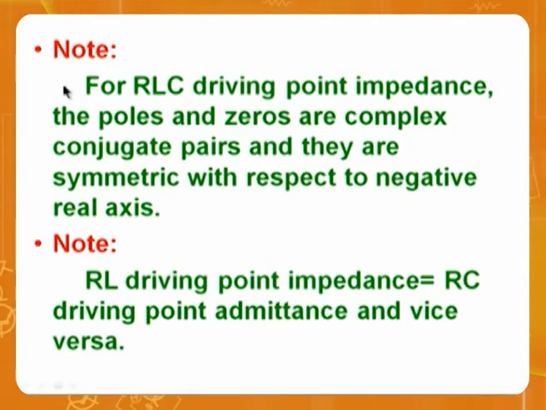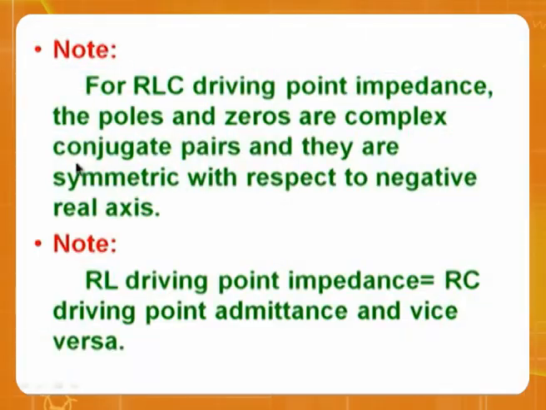Note: for an RLC driving point impedance, the poles and zeros are complex conjugate pairs. They are all symmetric with respect to the negative real axis. That means they are not on the j omega axis, and not on the sigma axis. They are complex conjugates with respect to the negative real axis. That means you have all the 3 components.